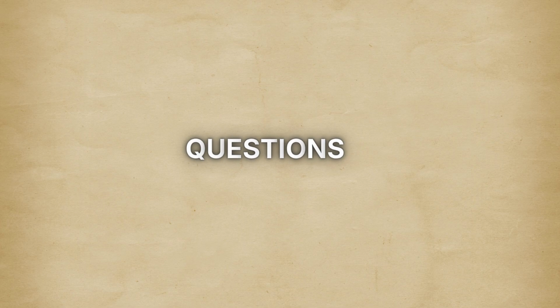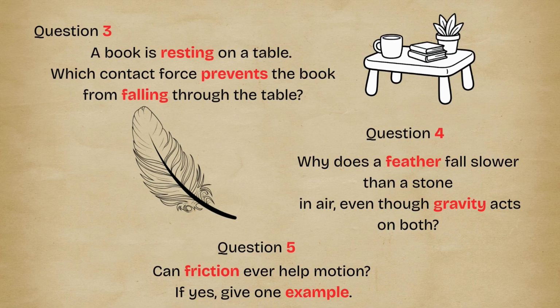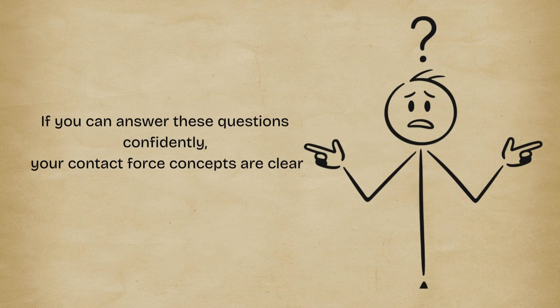When you push a heavy box and it does not move, which contact forces are acting on the box? Why is friction necessary for walking, but harmful for machines? A book is resting on a table. Which contact force prevents the book from falling through the table? Why does a feather fall slower than a stone in air, even though gravity acts on both? Can friction ever help motion? If yes, give one example. If you can answer these questions confidently, your contact force concepts are clear.